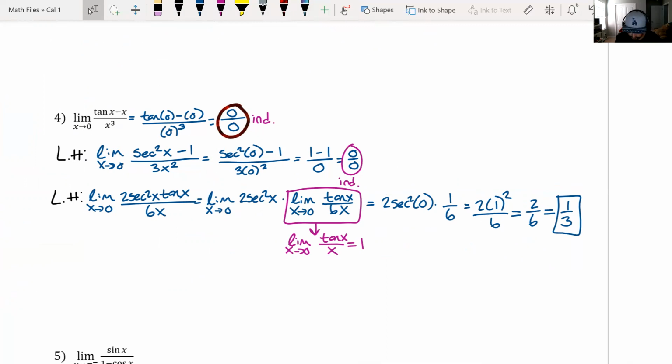Seeing if there's another way to do this, like an easier way. Let me see. Tangent over that, we need to have x over 1 over x squared, so no. Secant squared x over 3x squared, no. That's 0. Oh, that's right. Yeah.